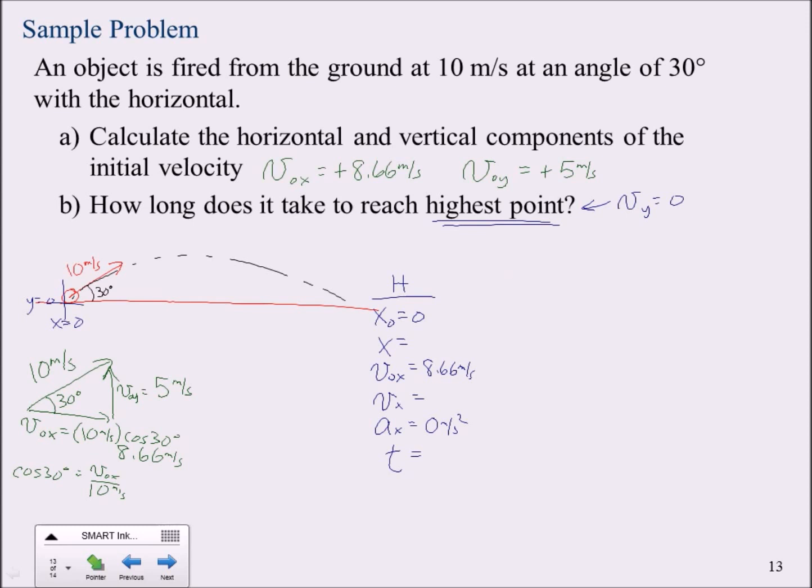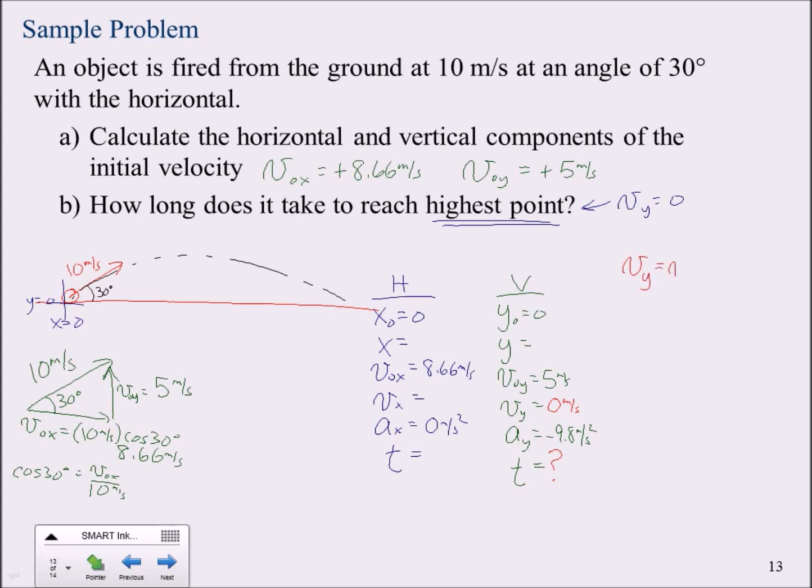In the vertical direction, I have that the initial height is 0. The initial vertical velocity is 5 meters per second. The vertical acceleration is negative 9.8 meters per second squared. And so this is saying at what time is the vertical velocity equal to 0 meters per second. This is identical to a ball is thrown upwards at 5 meters per second. At what time is it at the highest point? It's exactly equivalent. So we're going to look at the equation for velocity and time.